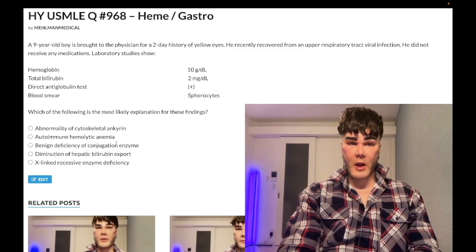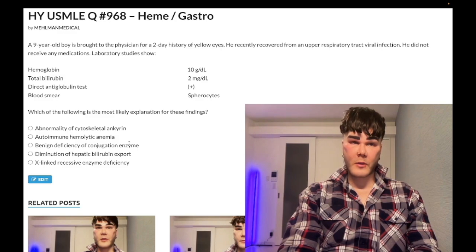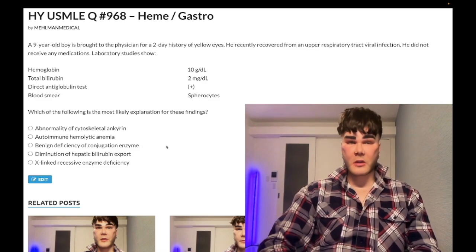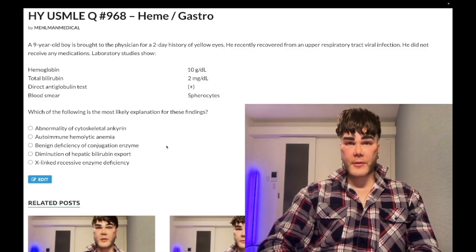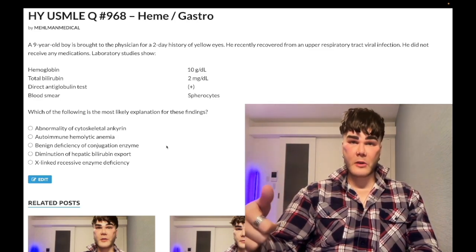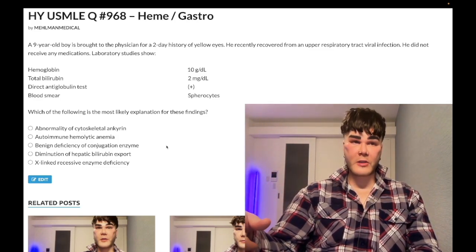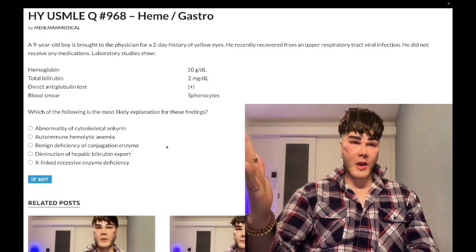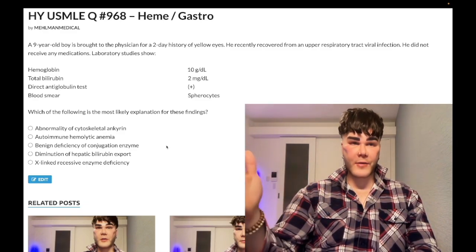Benign deficiency of conjugation enzyme, wrong answer, could refer to Gilbert syndrome. Okay, so that's classically a teenager to adult who's going to have scleral icterus. It can be idiopathic or in response to a stressor. Okay, they like to give your 22-year-old med student studying for exams, they're stressed out and they get scleral icterus. They've had a few episodes of it in the past, and you don't have to treat it.